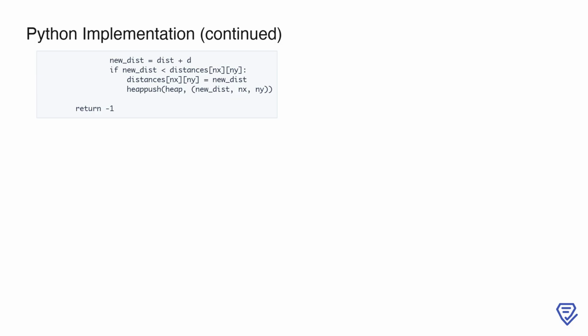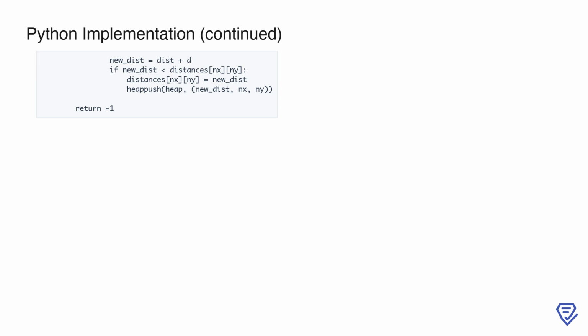If this new distance is smaller than the previously recorded distance for that cell, we update the distances matrix with the new value and push the updated distance along with the new position into the heap. This ensures that we continue exploring the shortest paths first. Once all possible moves have been processed, if the heap is empty and the destination hasn't been reached, we return -1 to indicate that the destination is not reachable.